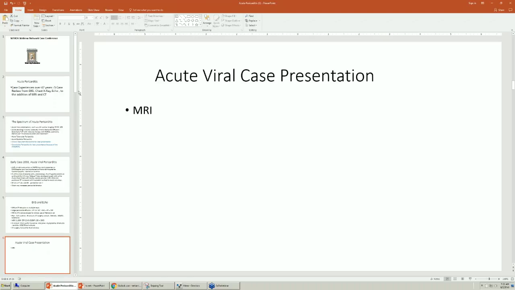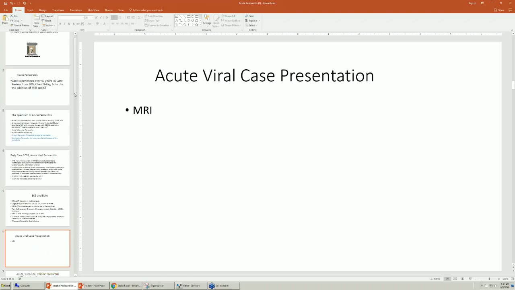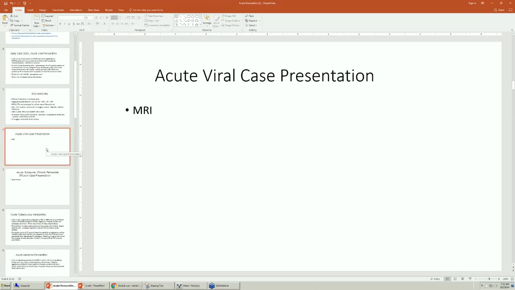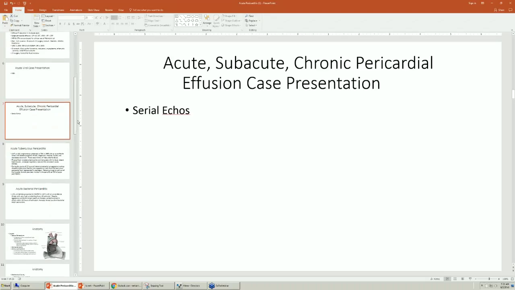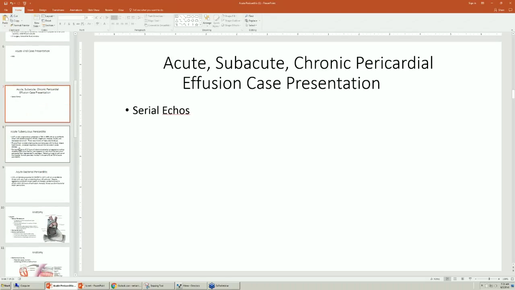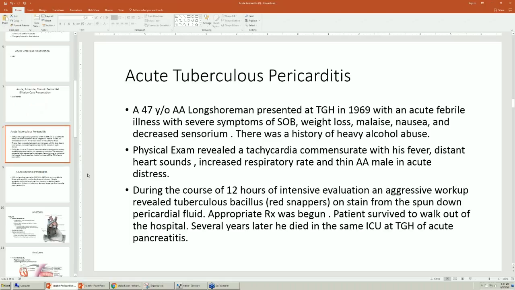In a minute we're going to show you, and we have our student Luke Russell with us, who's going to show you an acute viral case, another acute viral case, and then a case of acute and chronic pericardial effusion, with acute, subacute, and chronic.